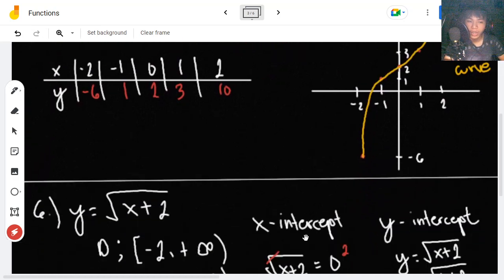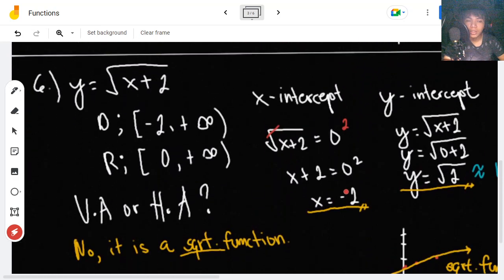Alright, moving on. Now we have a square root. We have y equals the square root of x plus 2. Now, this is where it gets tricky. Since it is a square root function, the value of what is inside the square root cannot be negative, since you can't take the square root of a negative number. That's why the domain starts from negative 2, and it is inclusive.